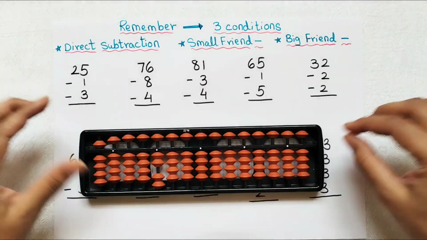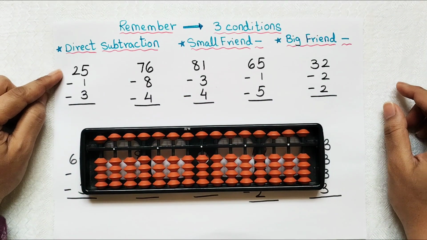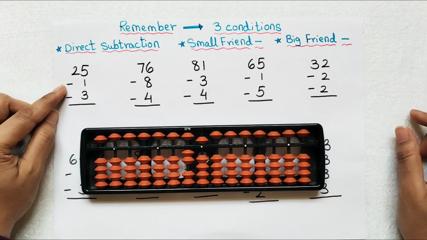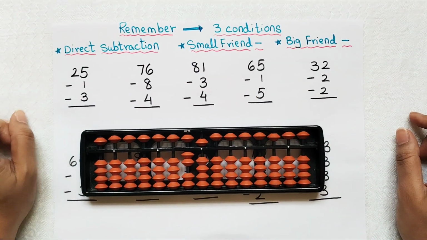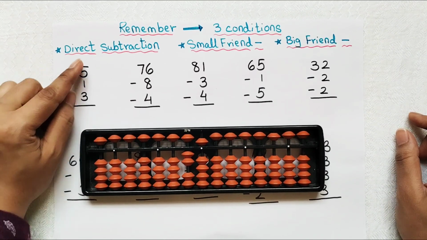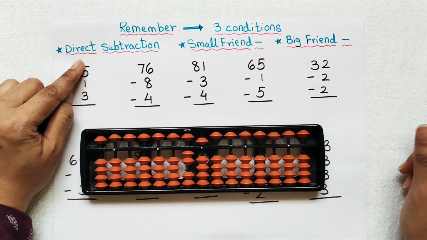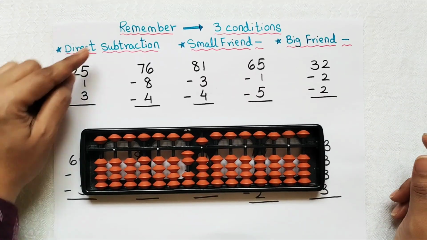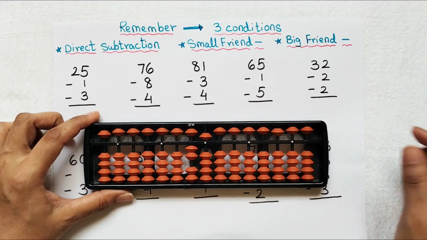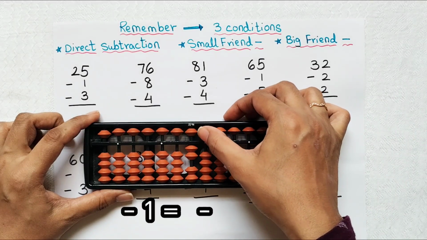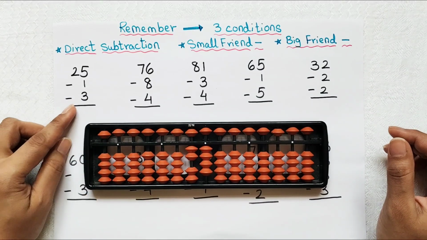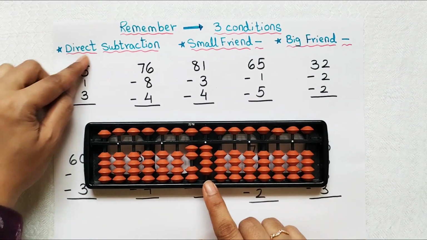Let us begin. 25 less 1 less 3. 25. Now less 1. We all know 1 has two formulas, small and big. So first, I'm going to try direct subtraction. Can I do small friend? Yes, I have to use the small friend formula. That is, less 1 is less 5 plus 4. Now less 3. How will I do less 3? Direct subtraction is possible? Yes. So my answer is 21.